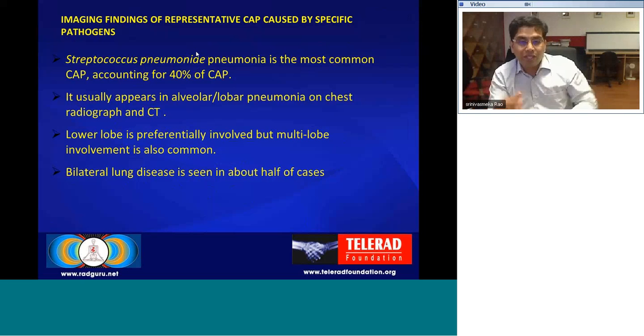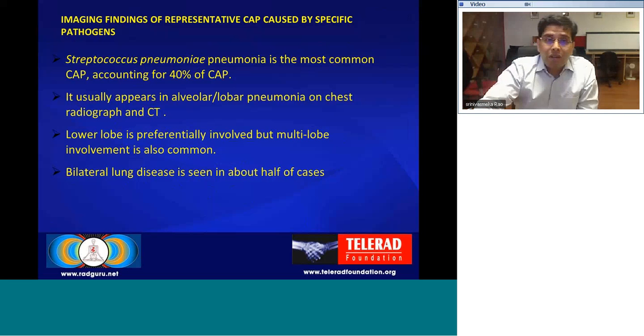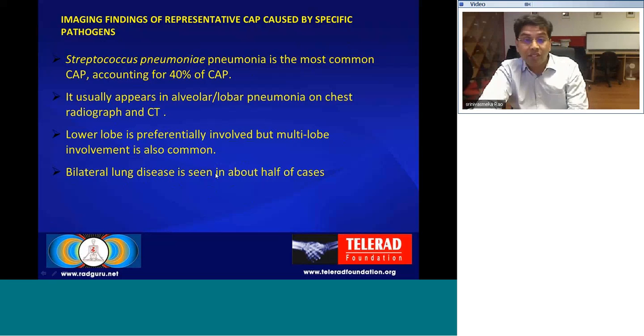I've already discussed Streptococcus pneumonia. How does it present? Streptococcus pneumonia is the most common CAP, as you all know, and it accounts for 40% of CAPs. This is usually either alveolar or lobar pneumonia on the chest radiograph, and it can easily be seen on CT. The lower lobe is potentially involved, but multi-lobe involvement is also common. Bilateral lung disease is seen in about half of the cases.